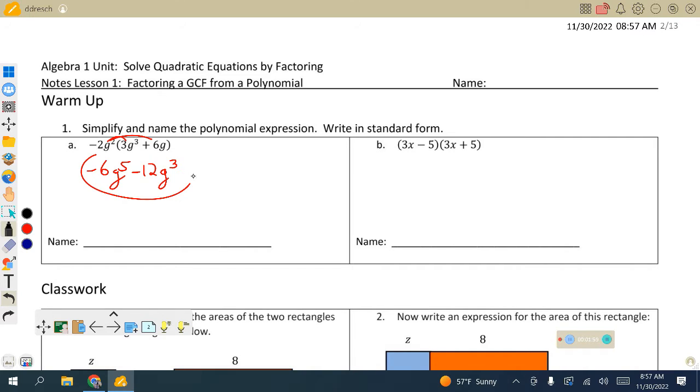It's in standard form. And what is, again, the name of this polynomial? 5th degree. And another name for 5th degree is? 5th degree is a quintic. And by number of terms, what do we just say? Binomial. And like we said, it could also be called a quintic.